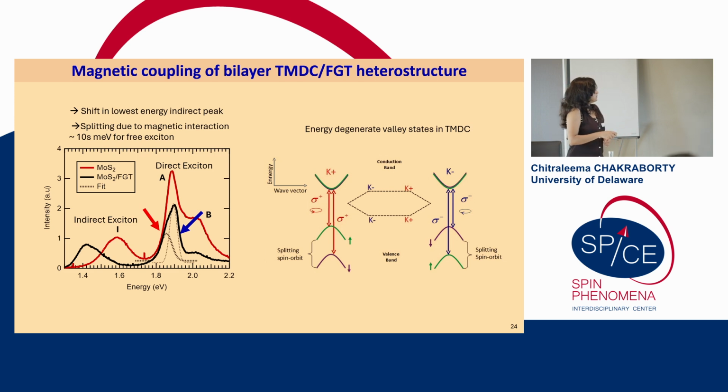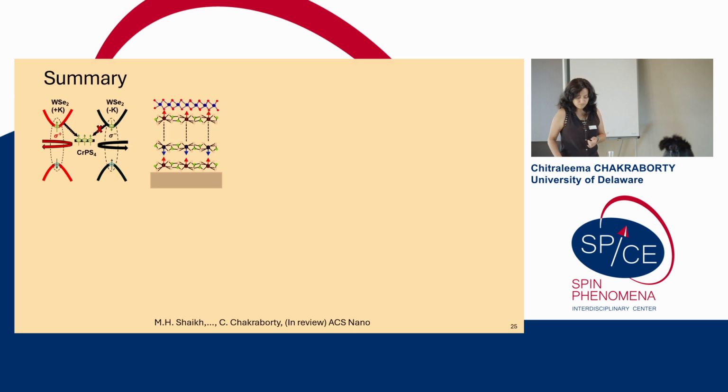The principle behind this is still the same: you have the 2 valleys and an effective magnetic field, and what you see is an effective Zeeman effect because of the interaction of this FGT with the 2D tungsten diselenide.